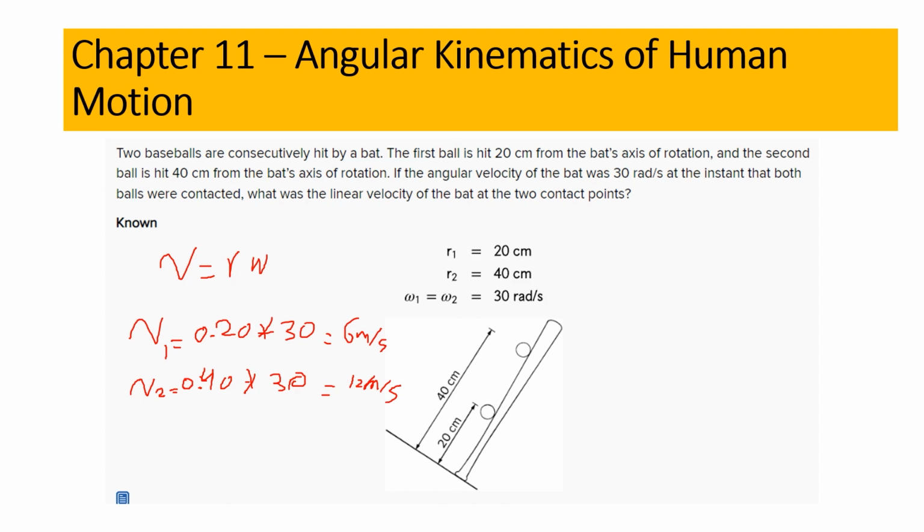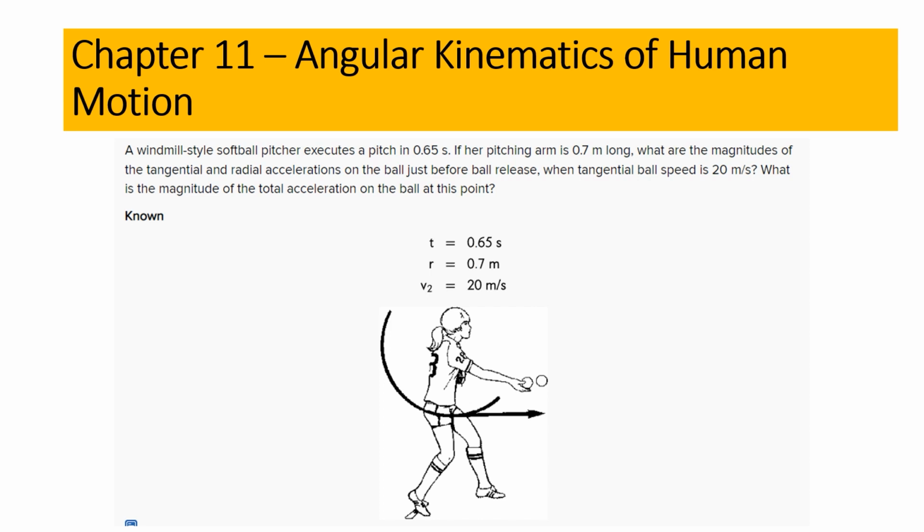We have 5 minutes. So quickly, or 2 minutes, quickly for the last one. See, we have this lady. She is pitching along 0.65 seconds, and the pitch arm is 0.7 meters, and we have a speed of 20 meters per second. Now we need the acceleration, right? Remember we have two accelerations, correct? So we have the AT and the A radial. How would you do the AT? What is the formula for AT? V2 minus V1 over the time, and the A radial is V squared over R, right?